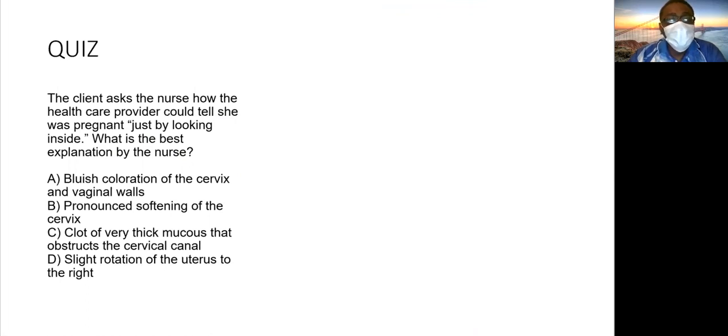A, bluish coloration of the cervix and vaginal walls. B, pronounced softening of the cervix. C, clot of very thick mucus that obstructs the cervical canal. And D, slight rotation of the uterus to the right. What's our correct answer here?